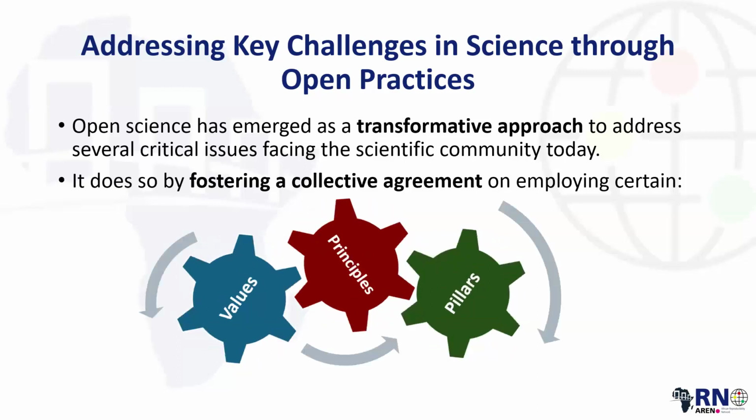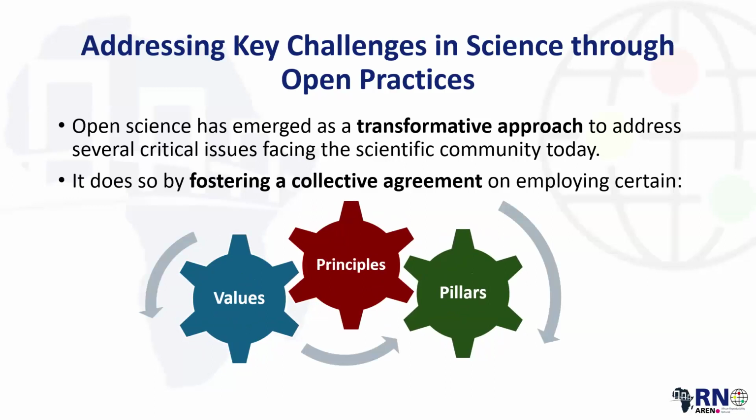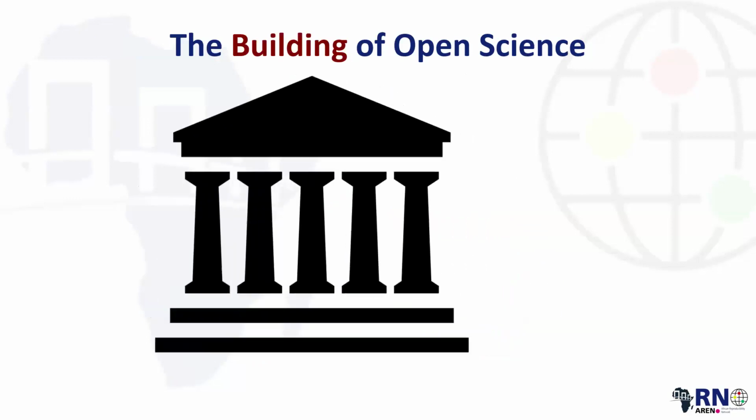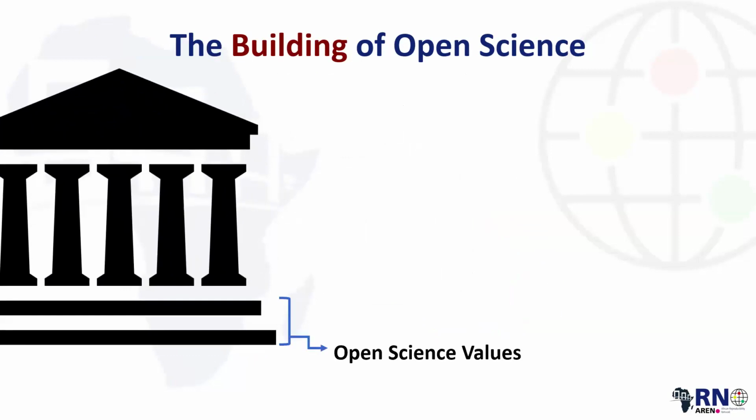And then these values, principles, and pillars interact together in order to create a framework for community and collaboration. To understand these values, principles, and pillars more, we can look at open science as a building. The base of the building is composed of the open science values, which are the ethical and moral beliefs that underpin the open science movement.